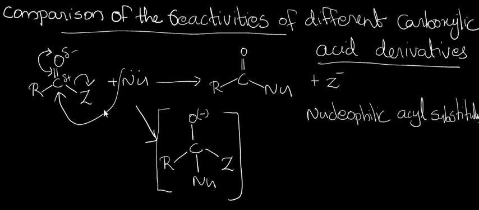Consider the reaction. Here, it is the generalized formula of a carboxylic acid derivative. When it is attacked by a nucleophile, the double bond will shift to oxygen. Then this negative charge retains its position. The Z group will get eliminated, and we get a product like this, RC double bond O nucleophile, plus Z minus. This type of reaction is called a nucleophilic acyl substitution reaction.